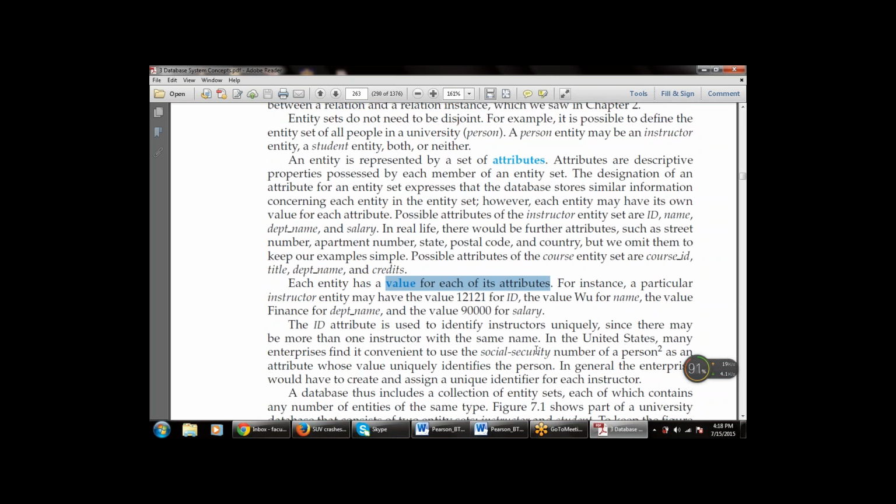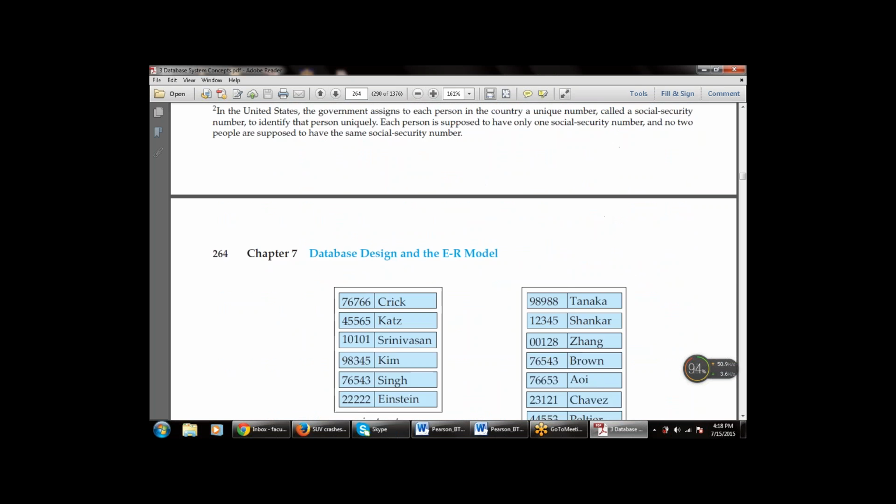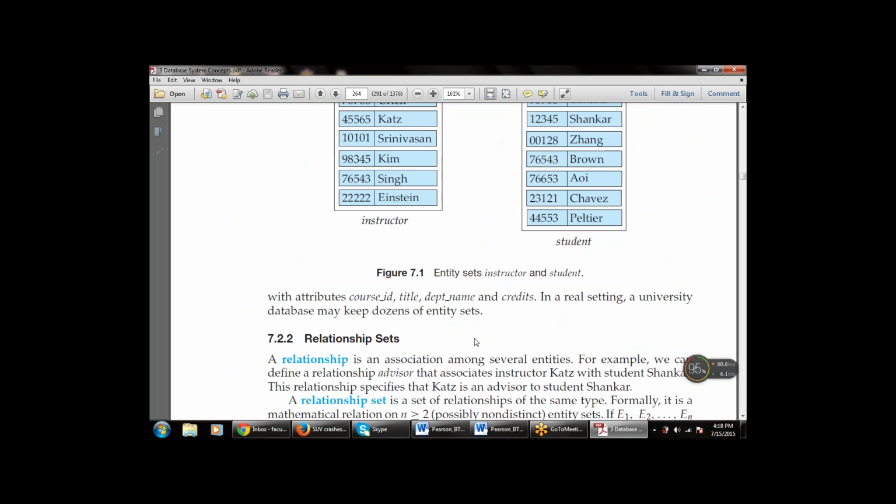The ID attribute is also used for identifying instructors uniquely. So if I want to uniquely identify the instructor, that is defined by the instructor ID, which is a primary key, a unique key for the instructor. These are the examples that we have discussed. This is the instructor table, this is the student table.